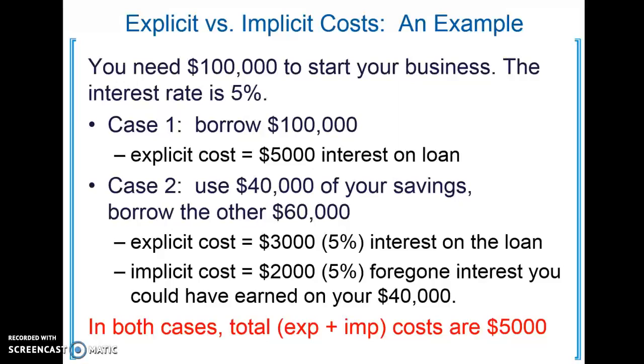The explicit cost is the $3,000 interest, $60,000 times the 5% interest on the loan, and the implicit cost is the $2,000, $40,000 times the 5% foregone interest you could have earned on your $40,000. In both cases, your total costs, your explicit plus your implicit costs, are $5,000.